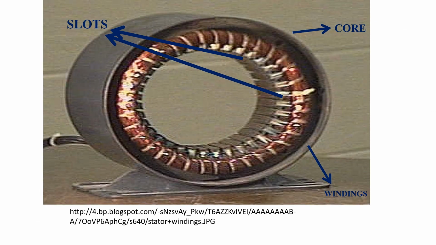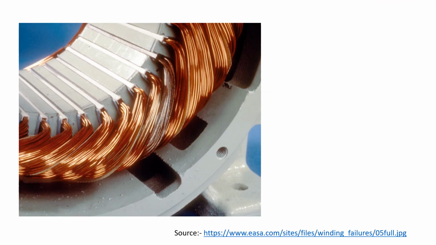Okay, so we can see here the stator. As I told you, these are all the slots. This one and this one are the slots, and this is the outer core, and this black color wire is the winding. See, the stator winding is made like this in the industry.